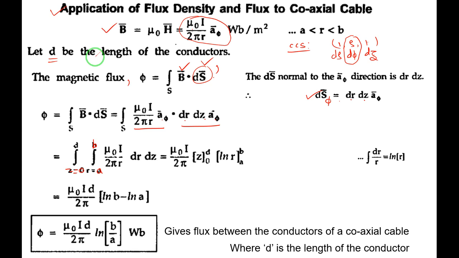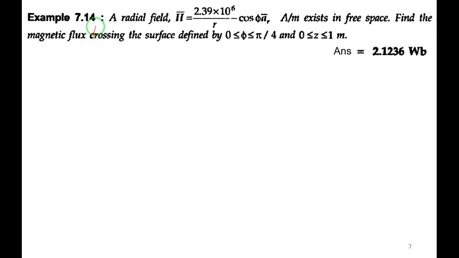Next, we'll take up this numerical. A radial field H vector. Yes, in the morning class, this was a mistake. It is not minus, it is divided by. I thought this was minus 2.39 into 10 power 6 divided by r minus. It is not minus, it is divided by. Okay. So, H vector, let me write it.